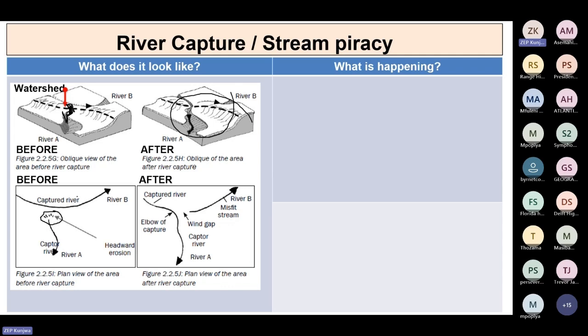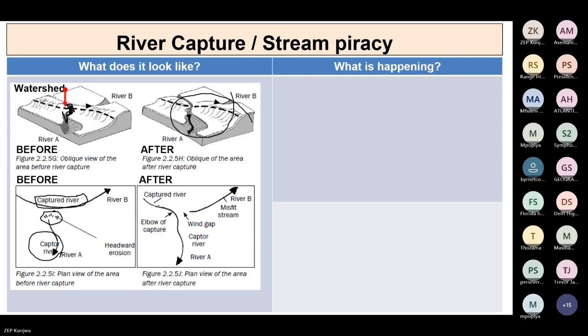Remember, the captured river is the river the water has been stolen from, which is the river that is lost or is going to lose the water. And the capture stream is the one that is stealing water from the other river. Now, after the process has happened, you are left with new features which you just need to know and how to identify them. I'm going to try to make them as easy as possible.